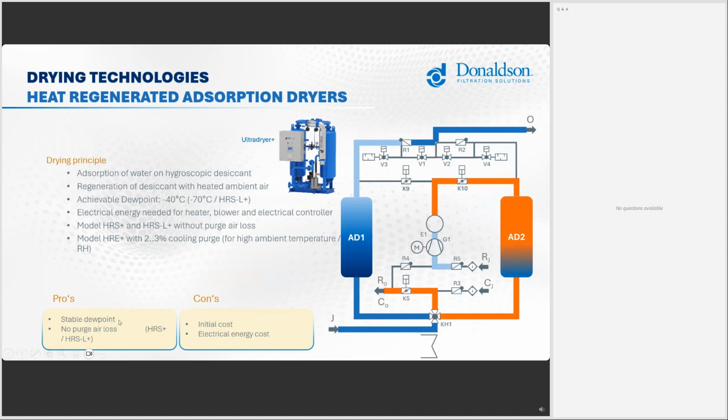Also here, the advantages are a stable dew point and no purge air loss in the systems HRS and HRSL. Of course, as you can see from the chart here, it's a more complex system, so the initial costs are higher than on the other two dryer types. And of course, there are some electrical energy costs coming with the blower and the heater. But in the end, it's more efficient long-term in total cost of ownership, because it's not using any compressed air for regeneration of the desiccant.